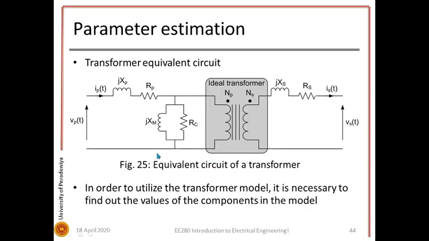Welcome to the final video lecture on transformers. In this video lecture, I will explain how we can find the parameters of a transformer equivalent circuit. Figure 25 shows the equivalent circuit of the transformer. Here you have the primary impedance, secondary impedance and the magnetization branch impedance.